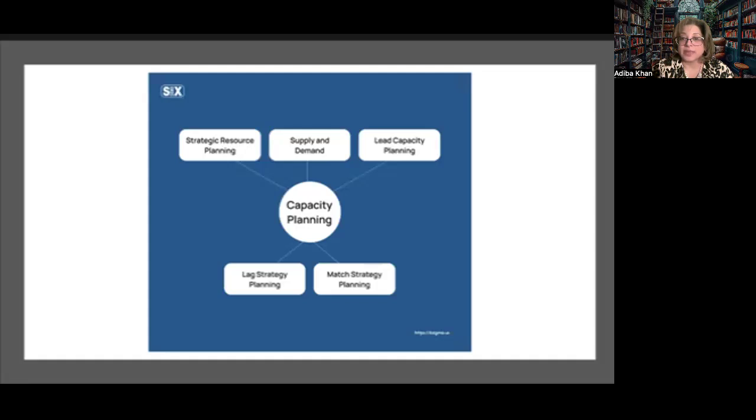Now, I want to make a distinction here because this term is used interchangeably. There's a difference between capacity planning and resource planning. And there's often a lack of clarity between these two terms. Now, while both of these concepts are closely intertwined, it's really important that you know that little hairline of a difference so that you can ensure there's effective operational planning and execution.